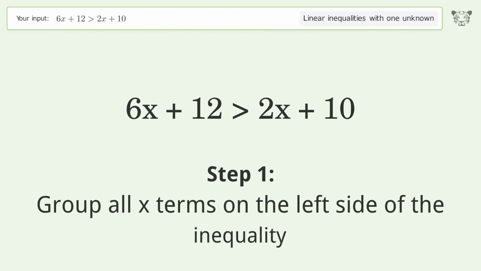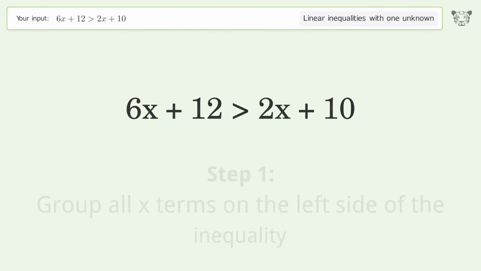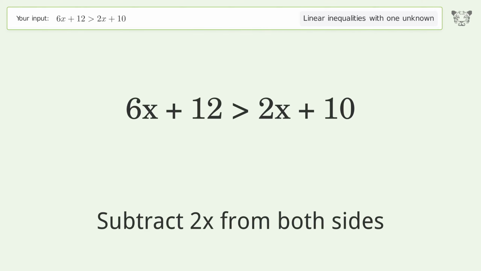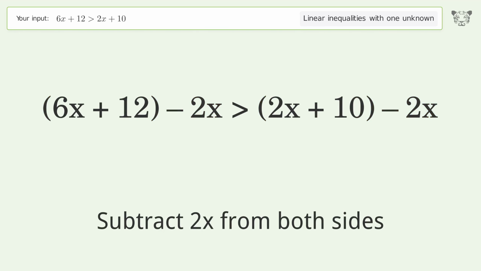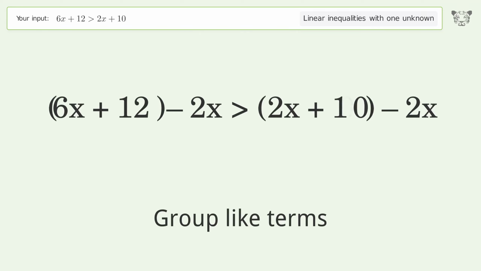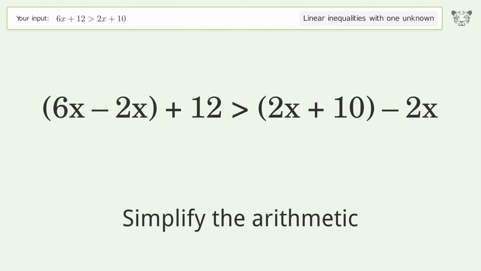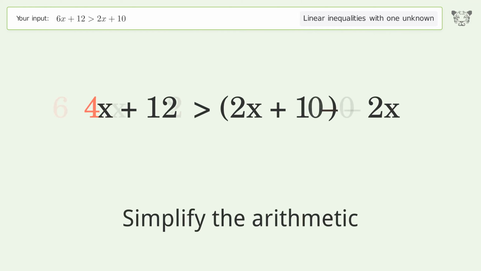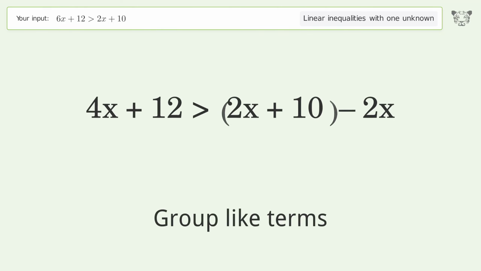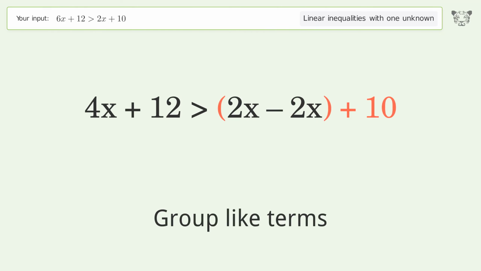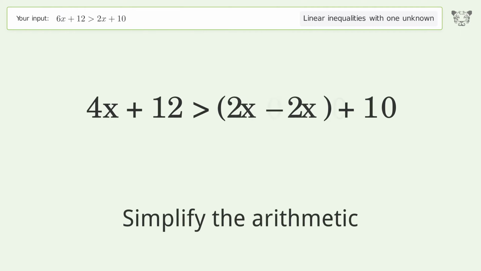Group all x terms on the left side of the inequality. Subtract 2x from both sides. Group like terms. Simplify the arithmetic. Group like terms. Simplify the arithmetic.